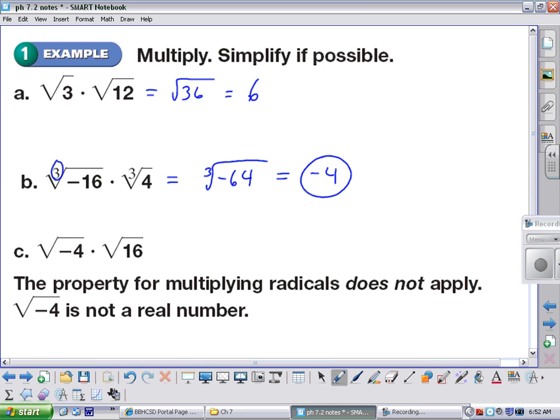And the third one, I want you to notice the difference between B and C here, because this is very important. If I'm talking about real numbers and real numbers only, we're not using imaginaries today, the square root of negative 4 does not exist as a real number. So I can't take that number and simply multiply it by this square root of 16 and say, now I've got a real number again. It doesn't work that way. If at some point in the process you have a non-real number, you just cannot multiply those.